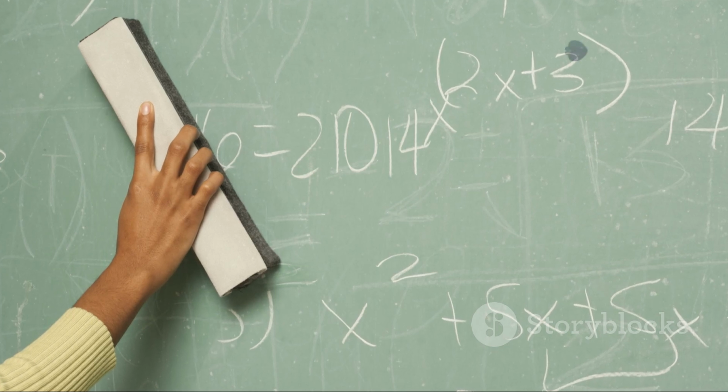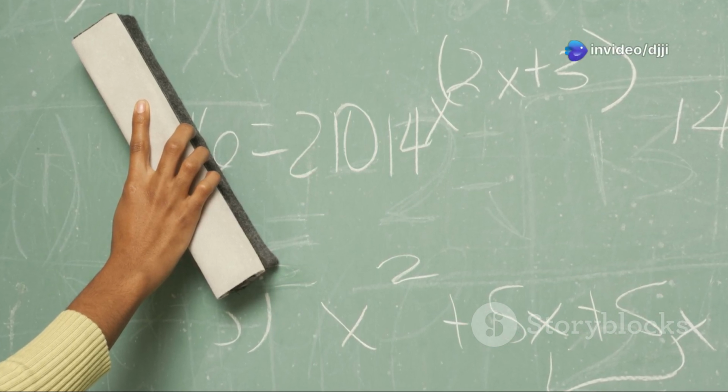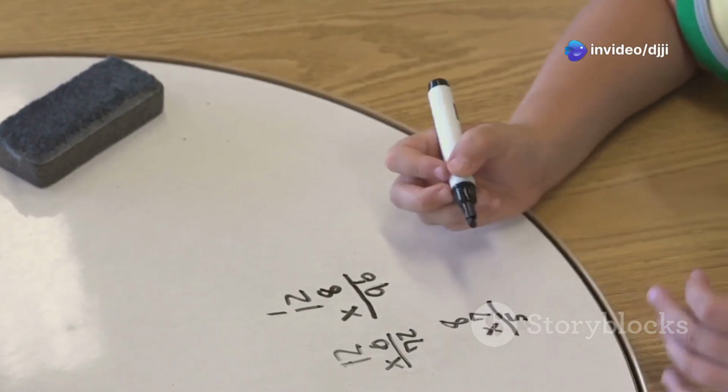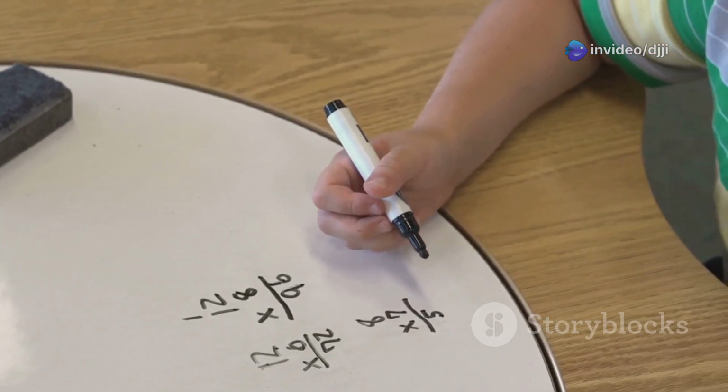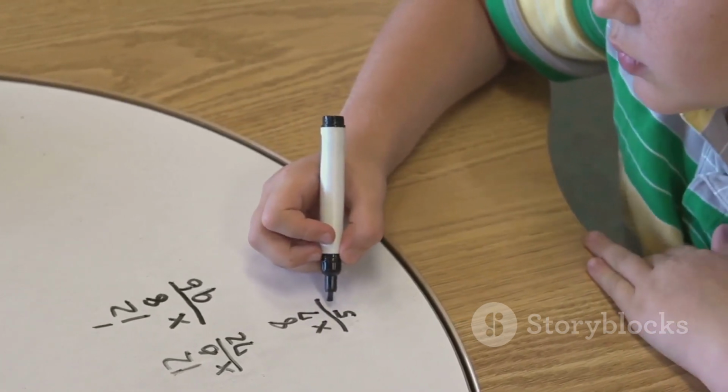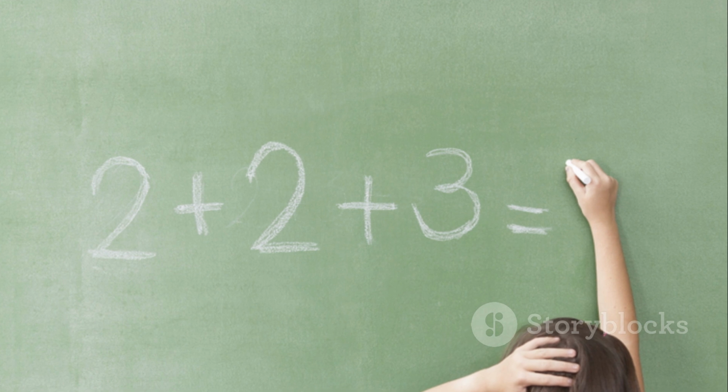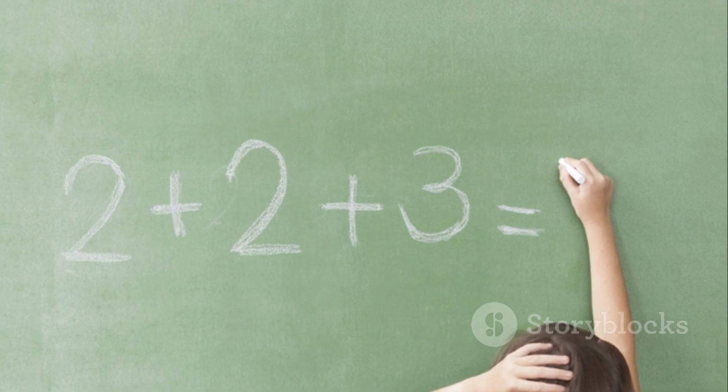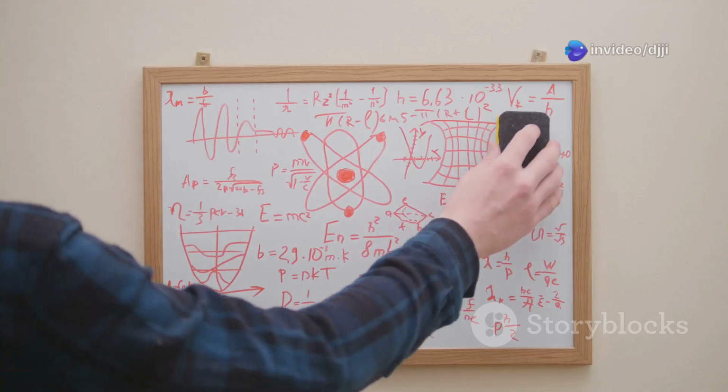Sine of pi over 12 equals sine of pi over 3 minus pi over 4, which is sine of pi over 3 times cosine of pi over 4 minus cosine of pi over 3 times sine of pi over 4. That's root 3 over 2 times root 2 over 2 minus 1/2 times root 2 over 2, which is root 6 minus root 2 over 4.